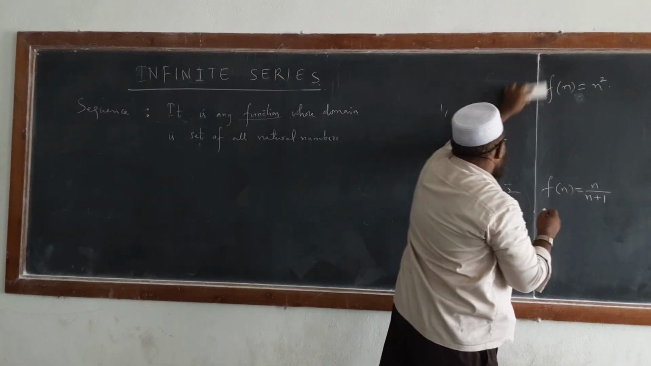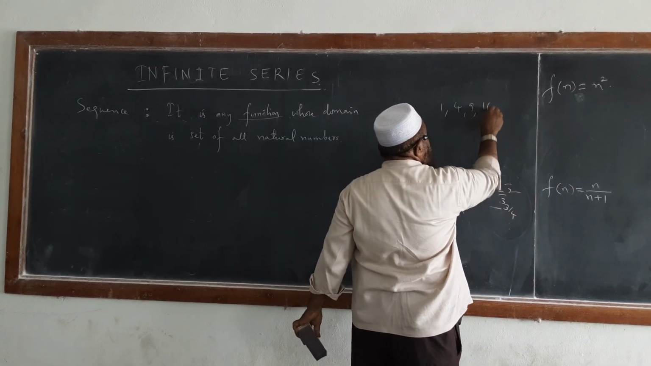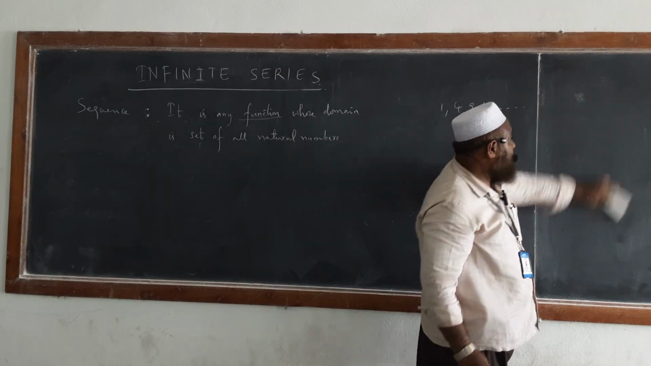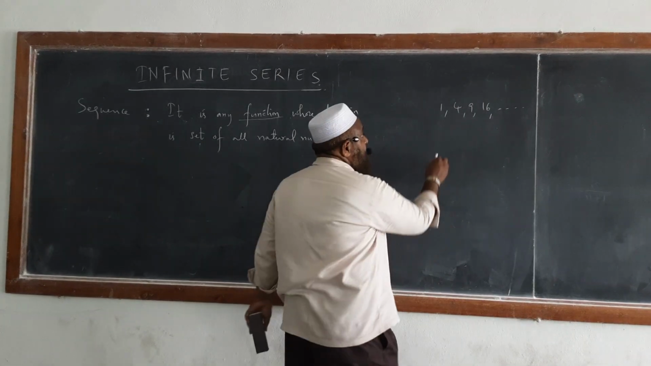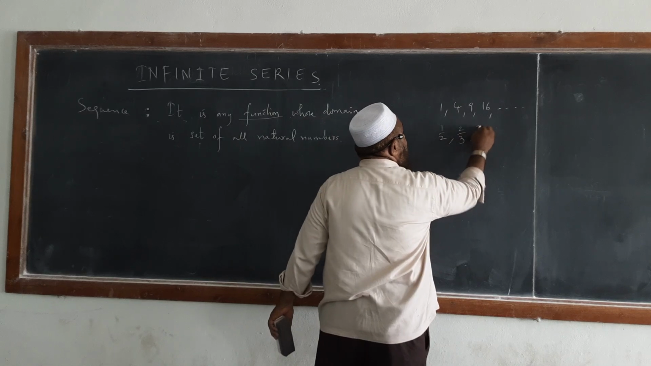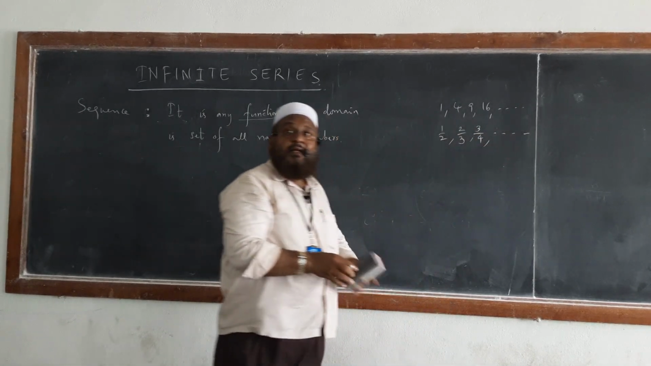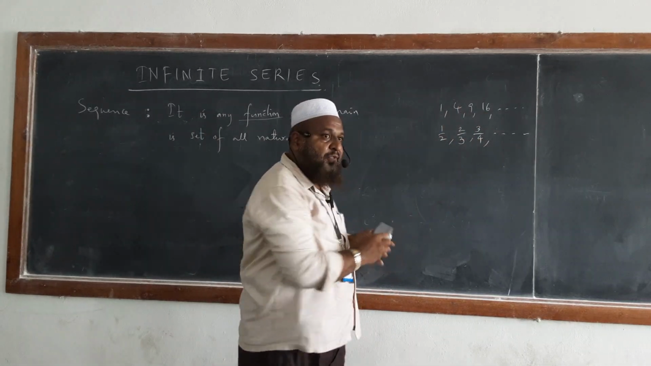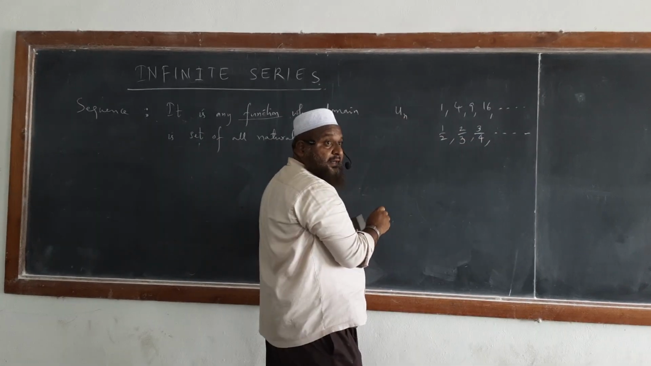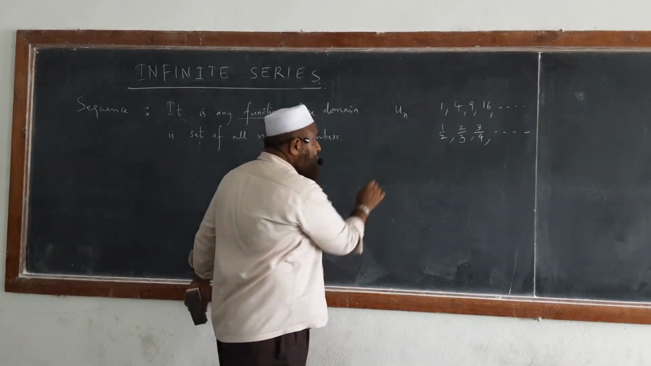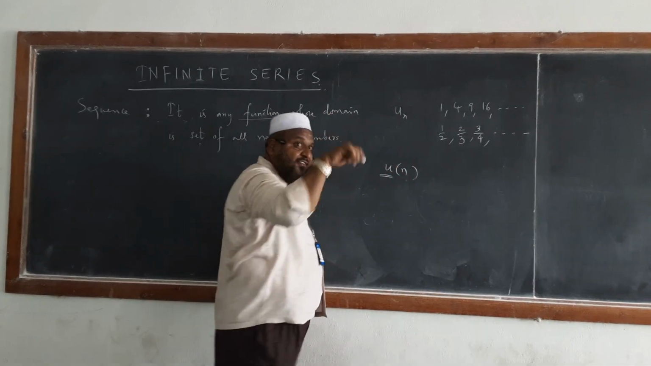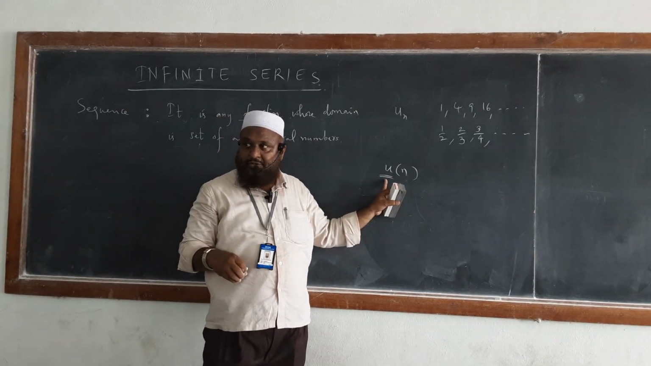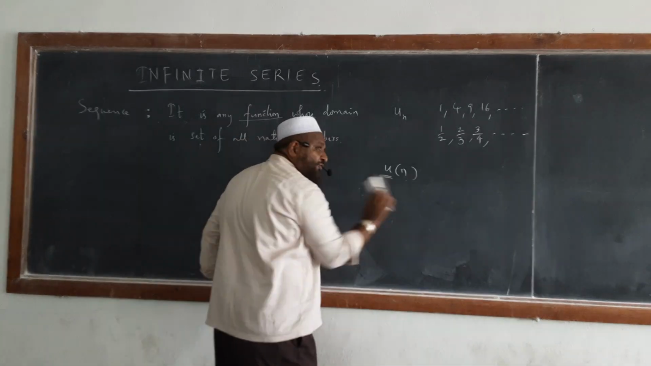1, 4, 9, 16, and so on. What is the conclusion of this sequence? 1 by 2, 1 by 2, 2 by 3, and so on. Now we call this sequence, for example, un. Actually, this un is short form for u of n. Instead of f, I am using u. U of n. Let us go for simpler notation.